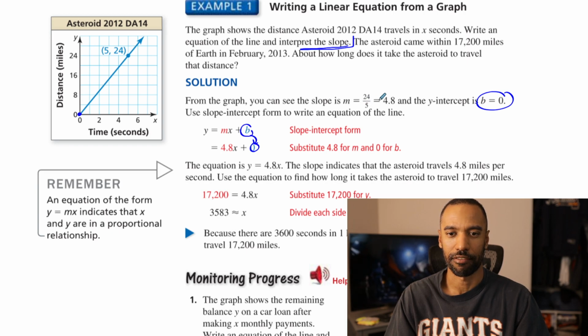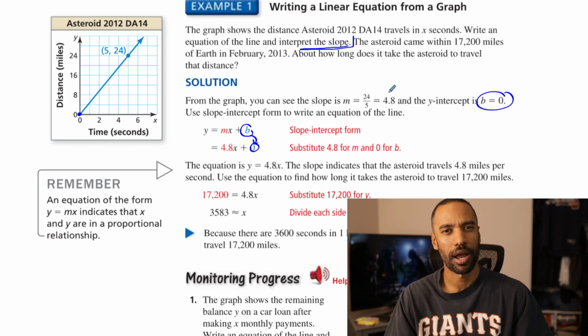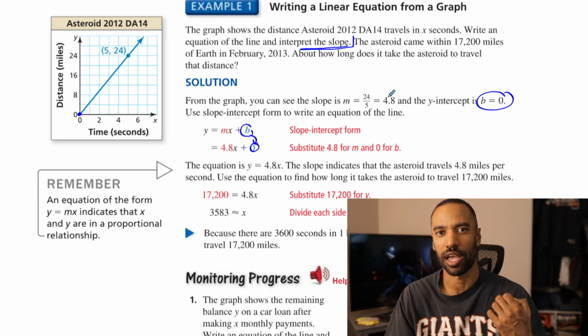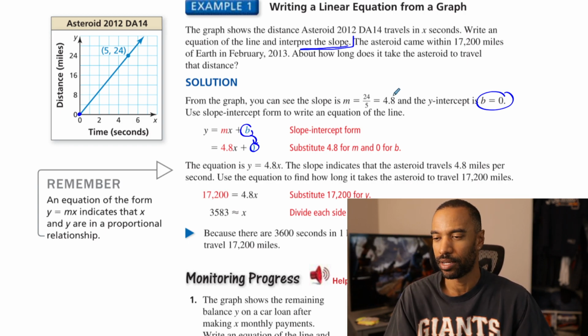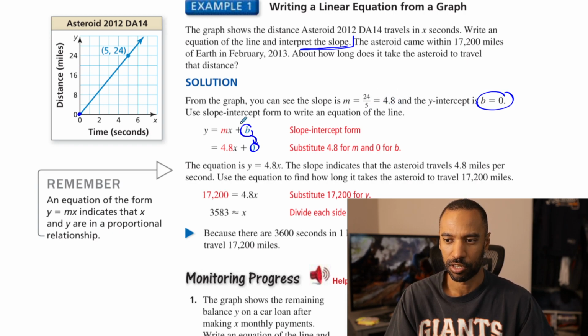You could leave it as that fraction, but you know what? For a lot of word problems, I say this a lot, when you're based in context, we like to use decimals when we can, especially if they're not being rounded. So 24 divided by 5 is exactly 4.8.